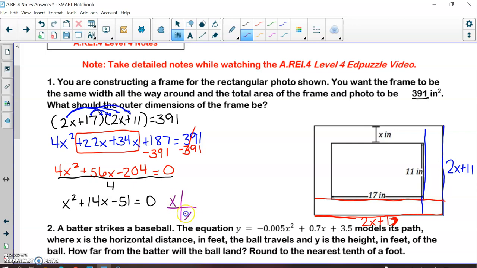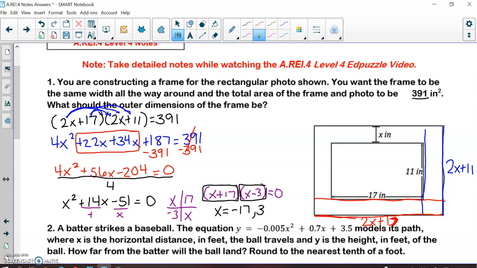I have to split up my x squared. I need two numbers that when multiplied together equal negative 51, but when added together equal positive 14. That's going to be a 17 and a negative 3. So that means we have the binomials x plus 17 times x minus 3 is equal to 0. Using the zero product property, if I set x plus 17 equal to 0, I would get x is equal to negative 17. If I set x minus 3 equal to 0, I would get x is equal to 3.